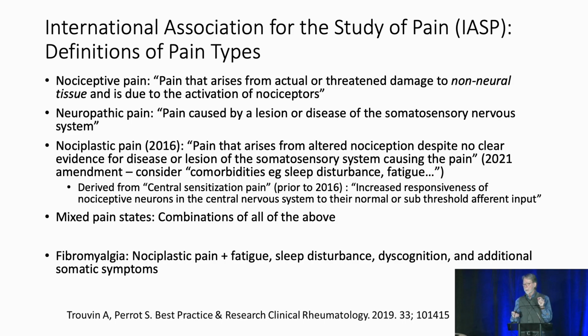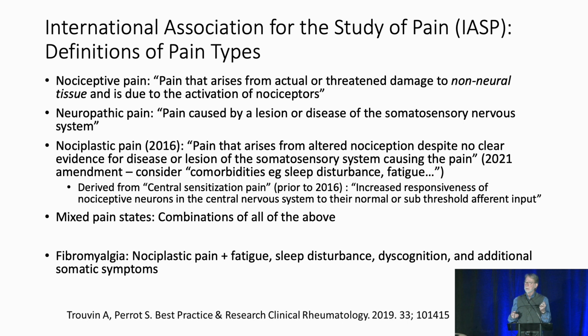Here are the specific definitions for these three types of pain. Nociceptive being pain that arises from actual or threatened damage to non-neural tissue and is due to the activation of nociceptors. So this is what we mainly think about when we're thinking about our patients with rheumatoid arthritis, inflammatory activity, swollen joints, etc. Normal nerves, but abnormal tissue inflammation, which is exciting those nerves to transmit pain. Neuropathic pain is pain caused by a lesion or disease of the somatosensory nervous system.